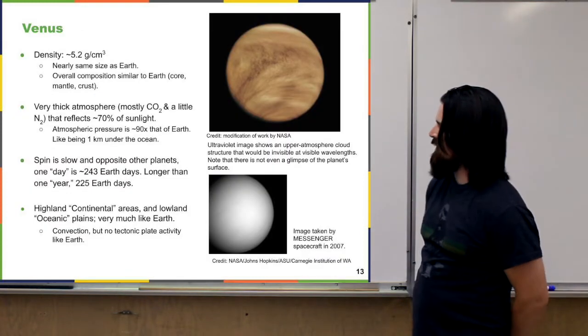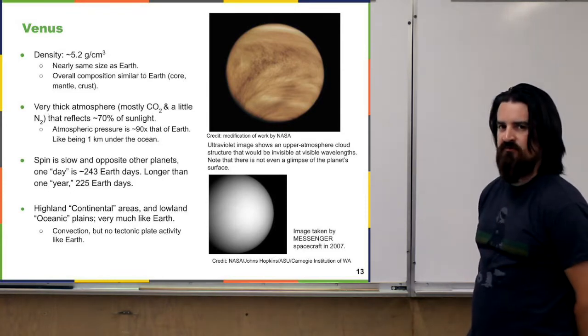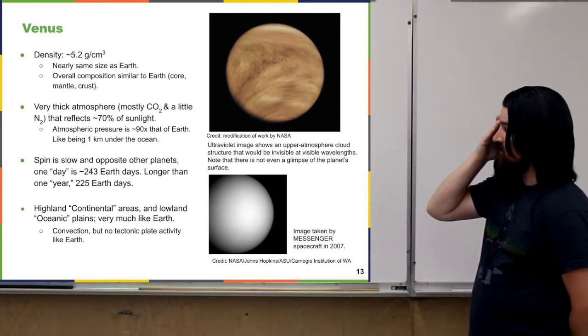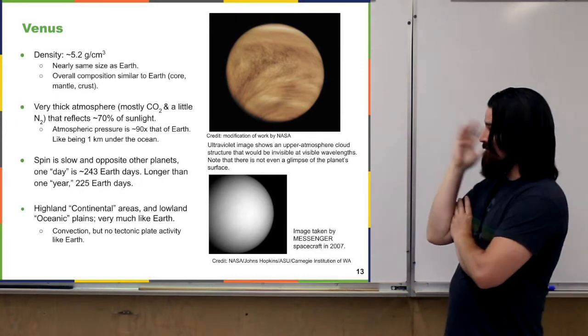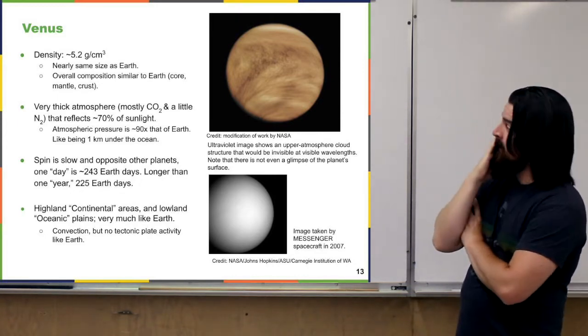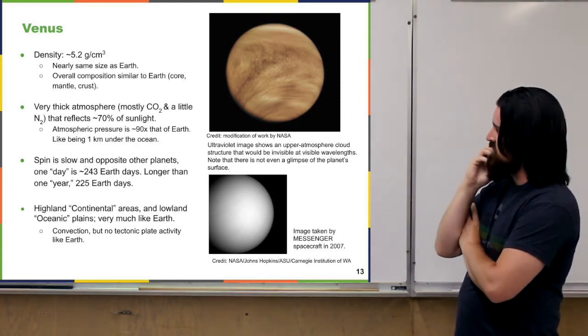All right, and then a bit about Venus. Venus is a hellish sort of planet. Its density is about 5.2 grams per cubic centimeter. Size-wise, it's very similar to the Earth, and its composition seems to be pretty similar to Earth's. You know, it has a core, a mantle, and a crust.